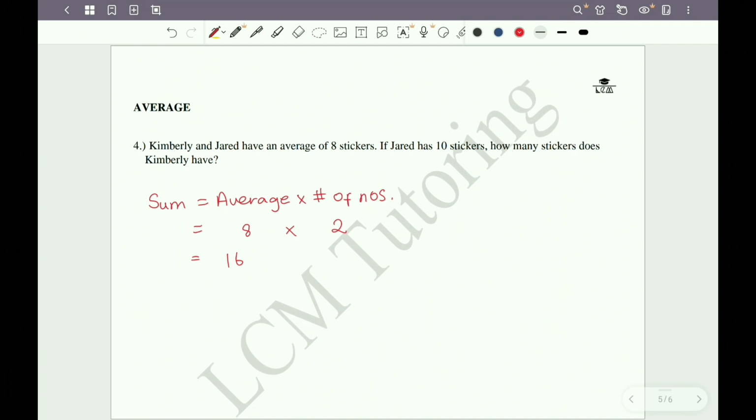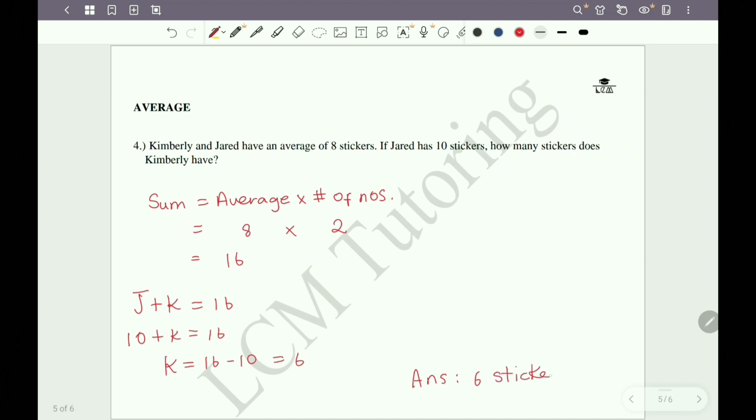Now, this sum is the same as the total of their numbers. So if we add Kimberly's number and we add Jared's number, we will get 16. But what do we know about Jared? We know that Jared has 10 stickers. So that means that Jared plus Kimberly is equal to 16. But we also know that Jared has 10, so 10 plus Kimberly is equal to 16, right? And Kimberly will have 16 minus 10, which is equal to 6 stickers. So my answer for Kimberly's number of stickers is 6 stickers.